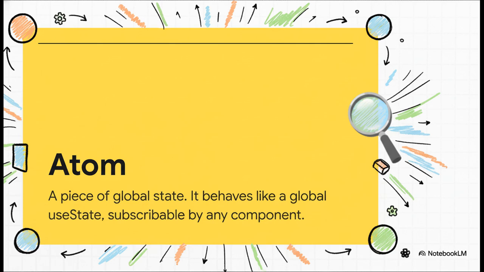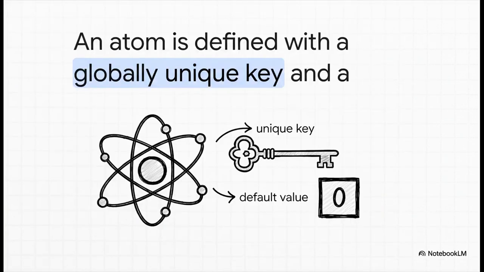You know, the absolute best way to think about it is just like a useState hook, but for your entire app. It's a single subscribable piece of state. You define it once, and then any component anywhere in your app can read from it or write to it. It's that simple. And look how simple it is to make one.